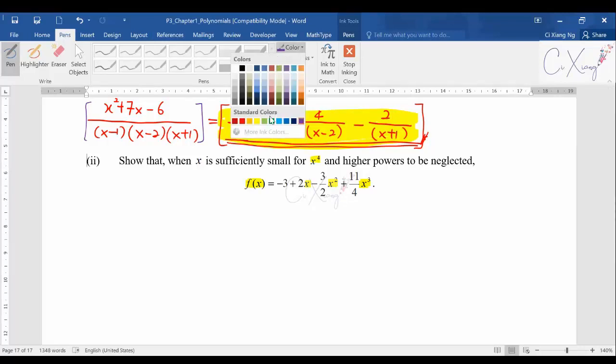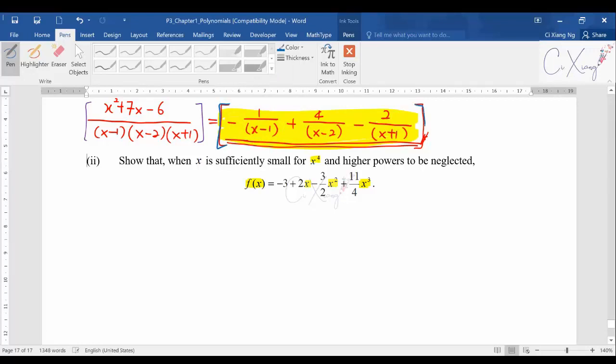When I use the partial fraction to expand, this is my answer for the partial fraction. To make my steps easier, first I will do some very small adjustments. Firstly, the negative here, I will multiply it inside the bracket at the bottom, so it will become 1 minus x. Then for this one, I want to make the negative 2 become positive 2, so I take out the negative, and it will become negative 4 divided by 2 minus x.